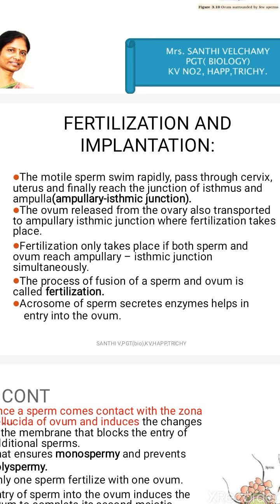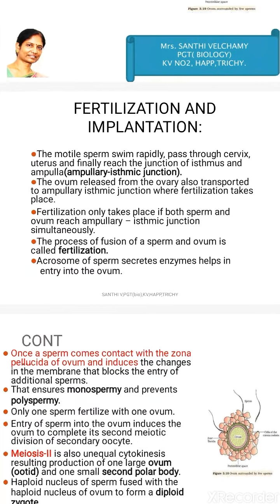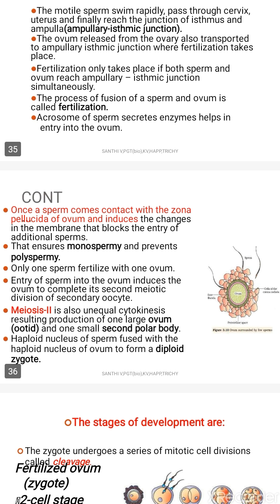Here the acrosome of the sperm, we already studied. It secretes the enzyme and it is helpful in the entry into the ovum, because the nucleus of the sperm has to enter inside the ovum. So for that the acrosome contains the enzyme, and it facilitates the entry.